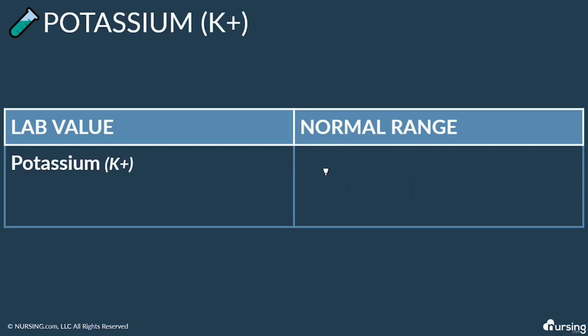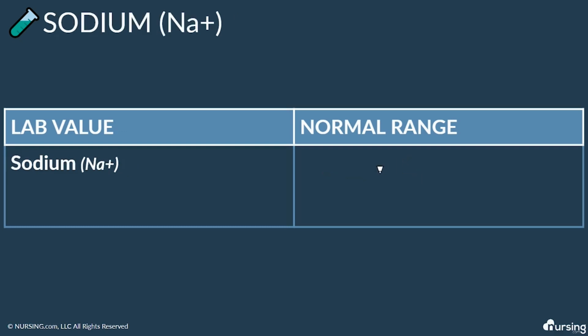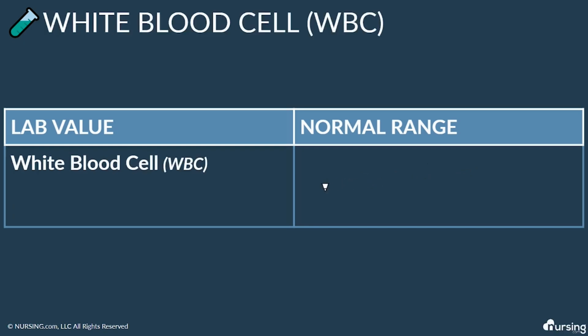Potassium, this is a really important cardiac one that we're going to want to watch out for. We want to keep it about 3.5 to 5. Sodium. Sodium is one that I love to talk about because it's really important with fluid and electrolyte balance. We're going to go 135 to 145.